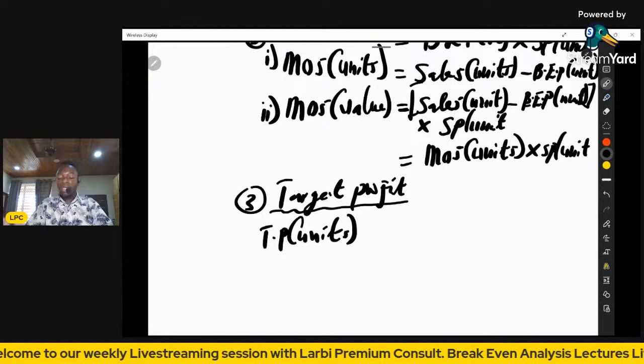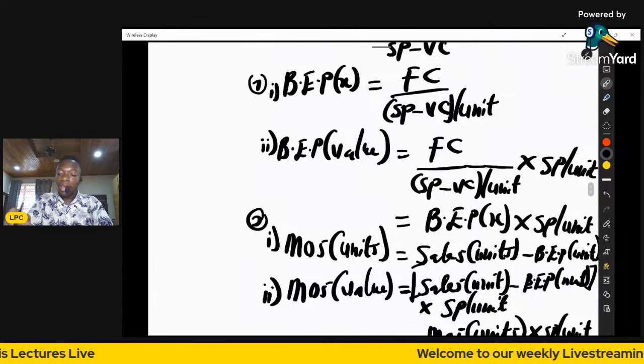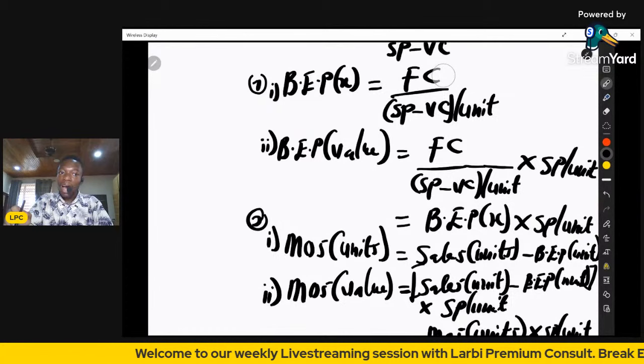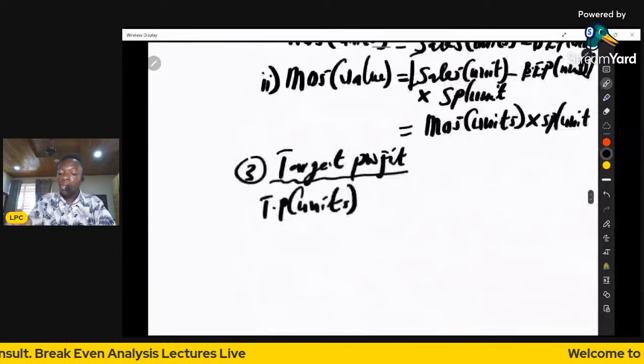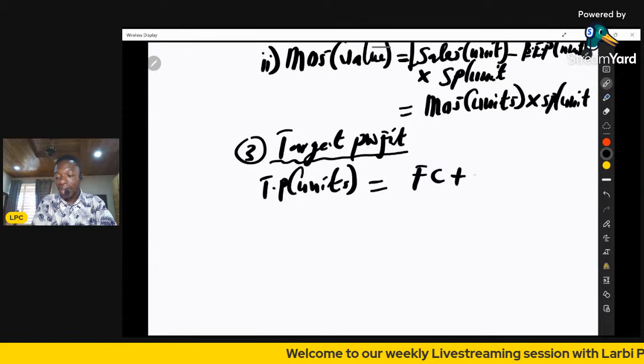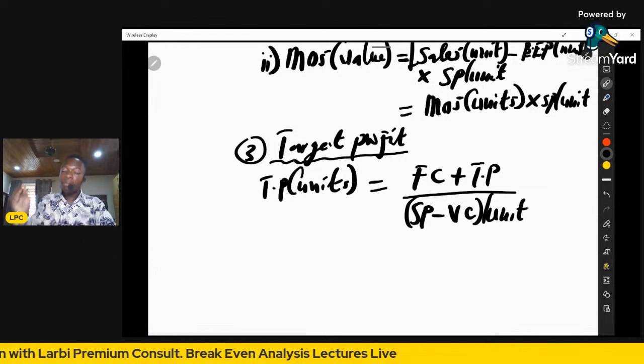So if you remember the break-even point in terms of units, which is this formula that you can see here, all that I want to do is to add a target profit to the fixed cost at the numerator and then divide by the selling price minus variable cost, all in per unit, and you get your target profit in terms of units. It's that simple. So let's take note of that. Target profit in terms of units should be equal to the fixed cost plus the target profit, and then divided by the selling price minus the variable cost, all in per unit, please. So take note that all are in per unit.